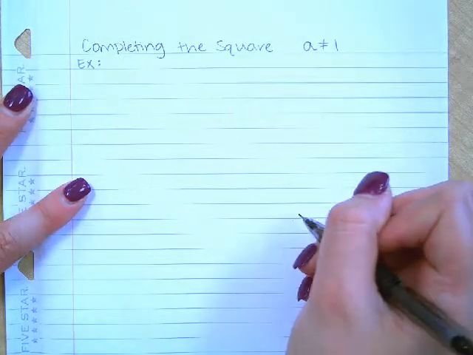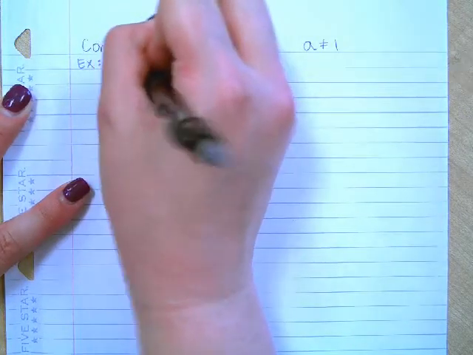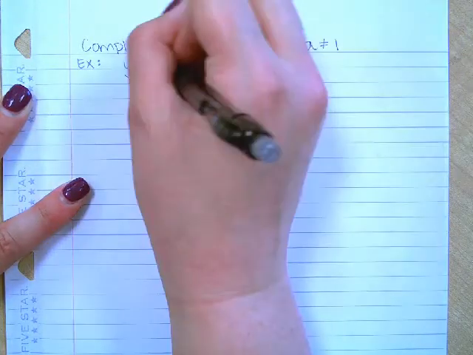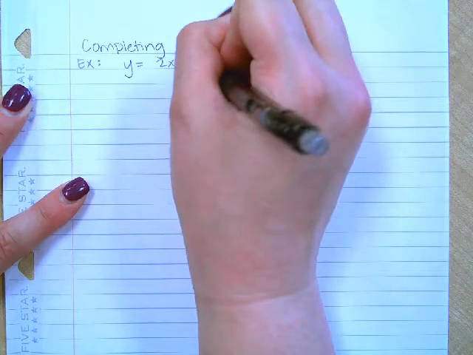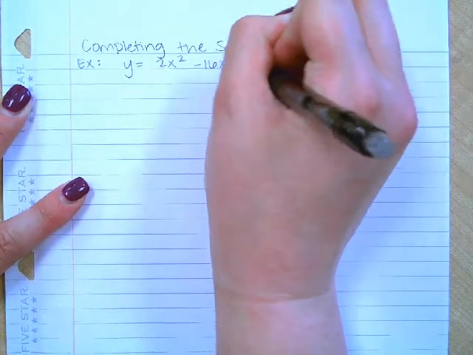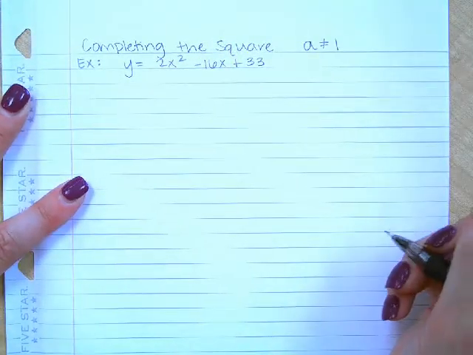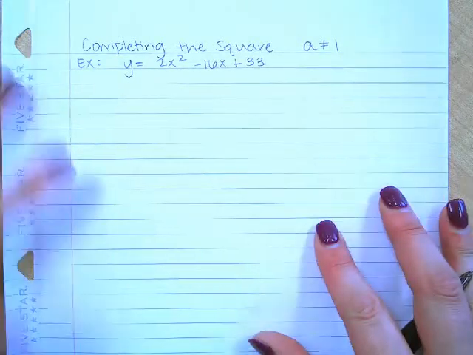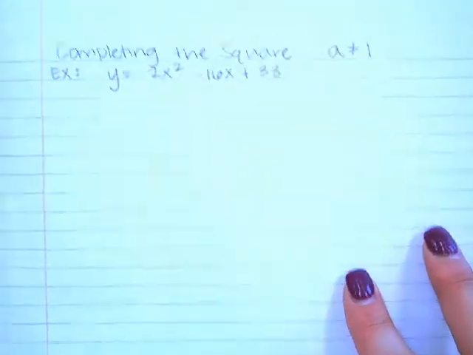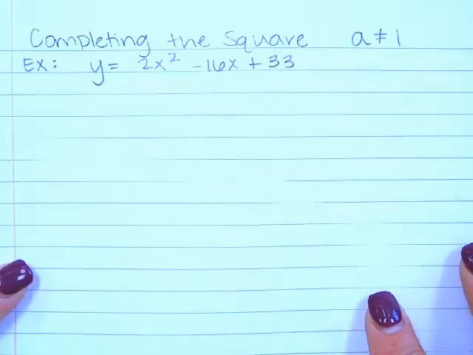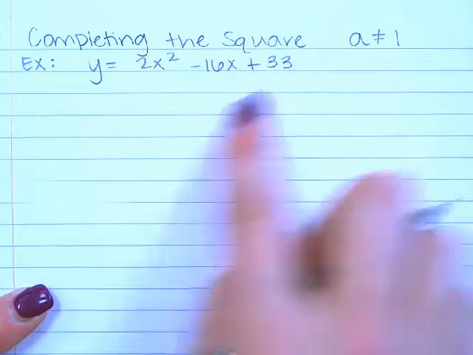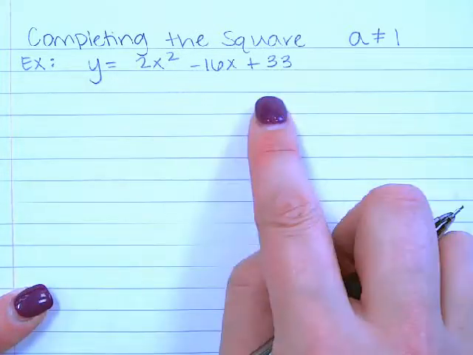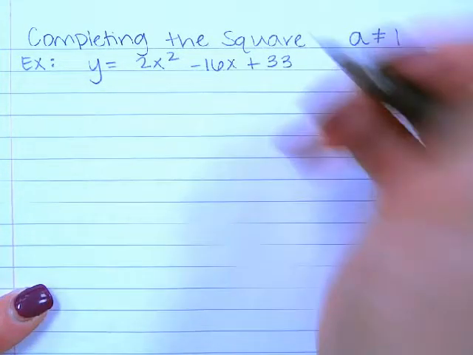So for our first example, we're going to take the quadratic in standard form. And the quadratic is 2x squared minus 16x plus 33. And we're going to go through that process of completing the square to get this parabola into vertex form. So we're going to start off the problem just like normal. We're going to take this number and move it to the other side so that we can have our blank to add our perfect square.